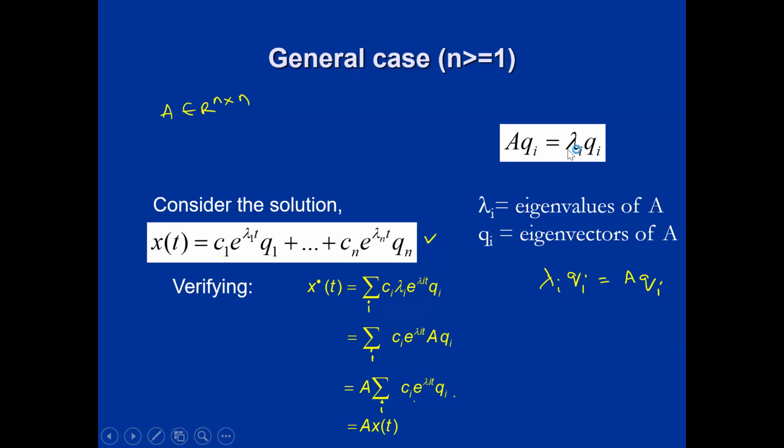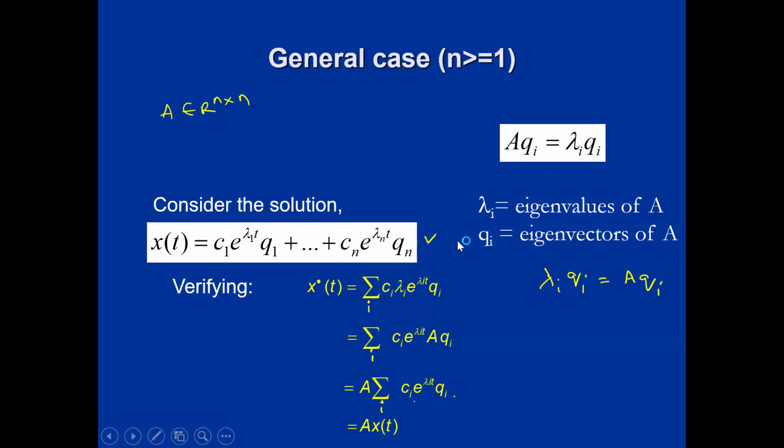So A is a matrix, and you know eigenvalues and eigenvectors, I suppose. So the eigenvalue equation of A will be like this: A qi is equal to lambda i qi. So the qi's are the eigenvectors and the lambdas are the eigenvalues. So you express the solution in terms of eigenvalues and eigenvectors.